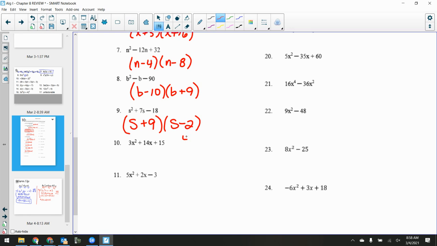3 times 15 is 45. You know, I should check for a GCF, but is there any GCF there? No. So factors of 45 that add to get to 14, that's 9 times 5, or 5 times 9. So 3x squared plus 5x plus 9x plus 15, and I factor by grouping, I pull out an x, leaving a 3x plus 5. I pull out a 3, leaving a 3x plus 5. So my final answer here for this one should be 3x plus 5, x plus 3.